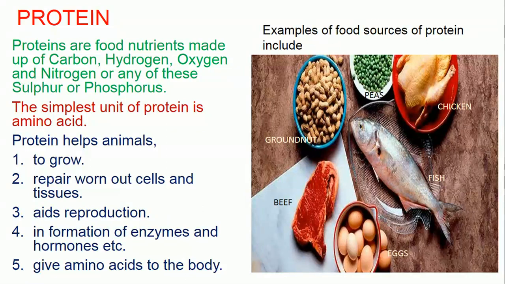Function of protein. Protein helps animals to: 1. Grow, 2. Repair worn out cells and tissues, 3. Aid reproduction, 4. It is needed in the formation of enzymes and the formation of hormones, and 5. Give amino acids to the body.